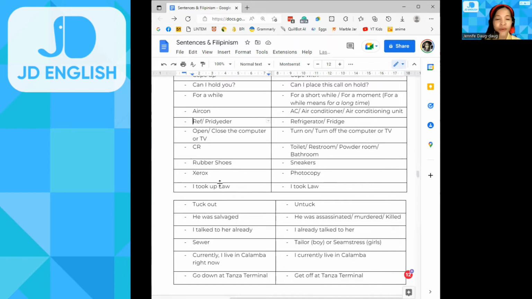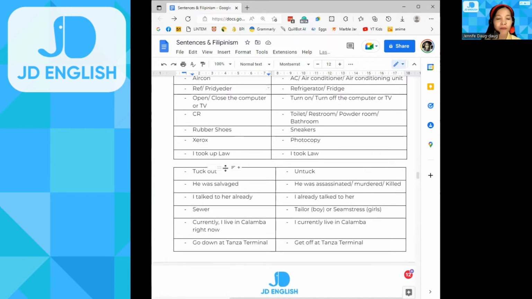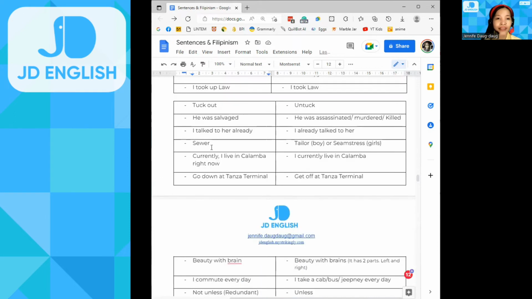Xerox should be photocopy. I took up law. We should say I took law. Tuck out is untuck. He was salvaged. He was assassinated, or he was murdered, or he was killed. I talked to her already. It should be I already talked to her. Sewer should be tailor for boys, or seamstress for girls.